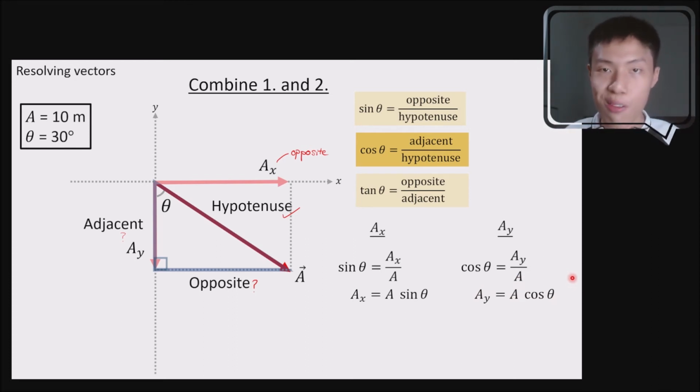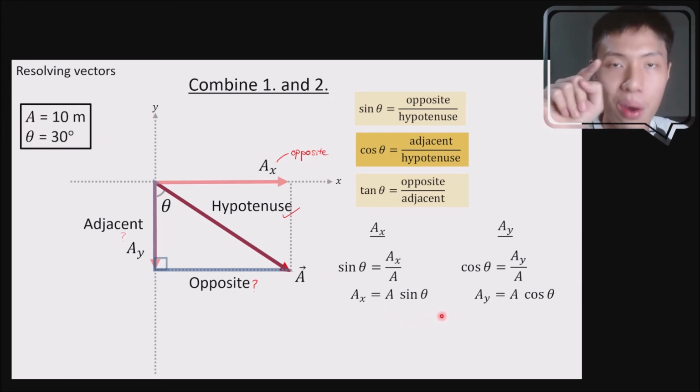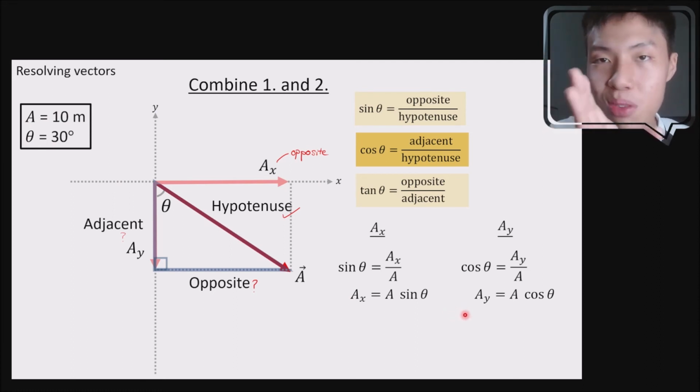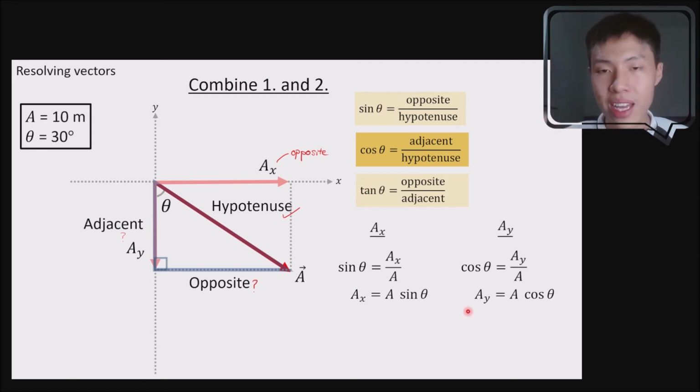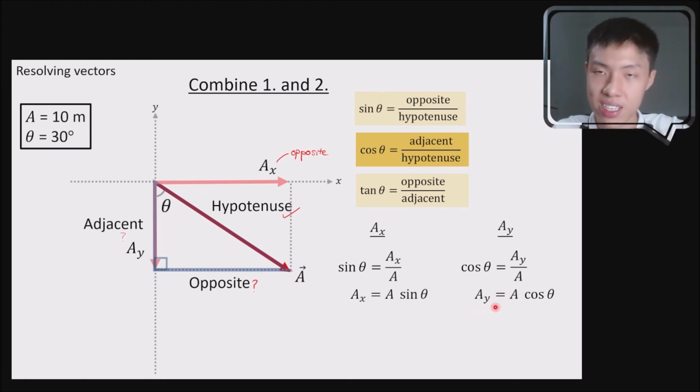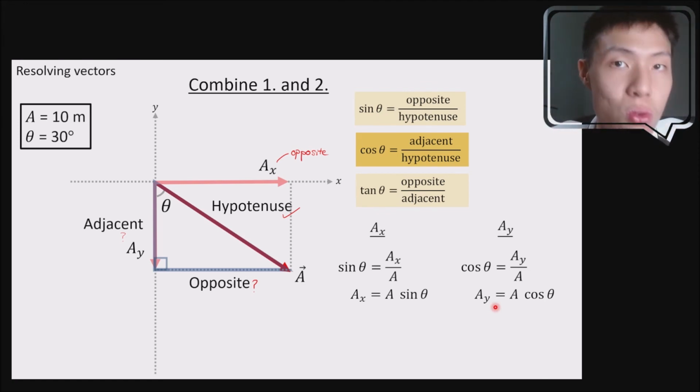Okay, now if you are really excited, then you want to start to substitute A is equal to 10, theta is equal to 30, well, that's where you start to get it wrong. Before you start to do anything, you have to remember that we have the positive side of the x-axis, negative side of the x-axis, positive side of the y-axis, negative side of the y-axis. The direction is also something we need to care about.